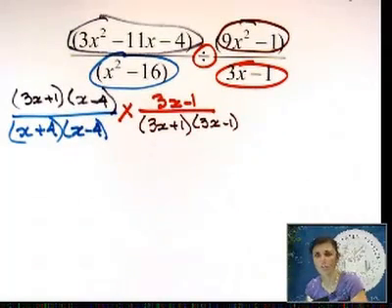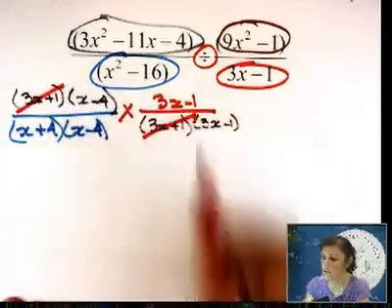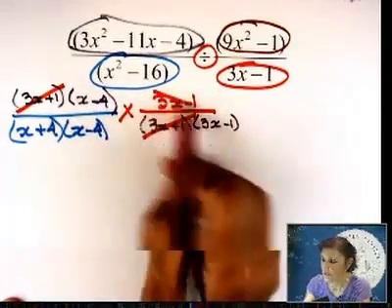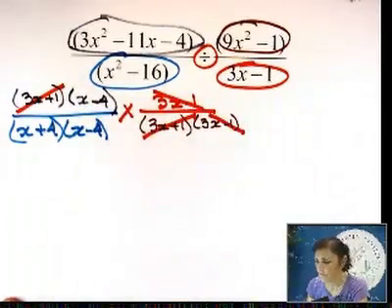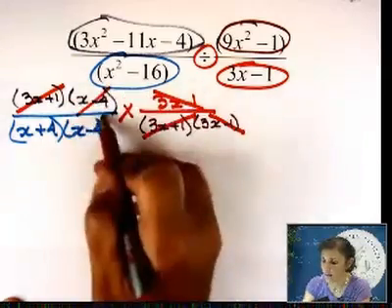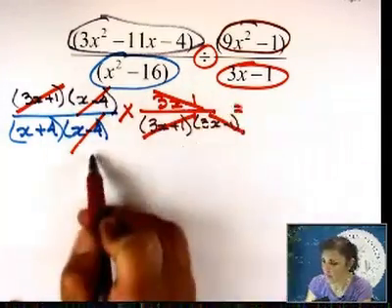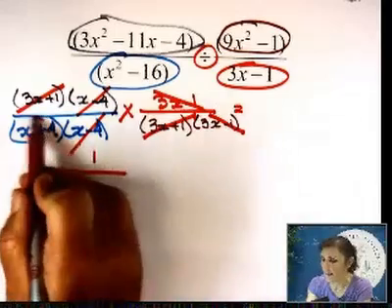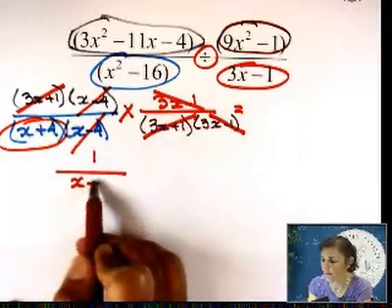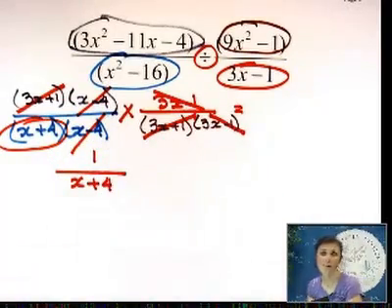Now it's time for me to cross them out. 3x plus 1 with 3x plus 1. 3x minus 1 with 3x minus 1. X minus 4 with x minus 4. And what do I have left? I have a 1 on top and then x plus 4 at the bottom. And this is as far as I can go.